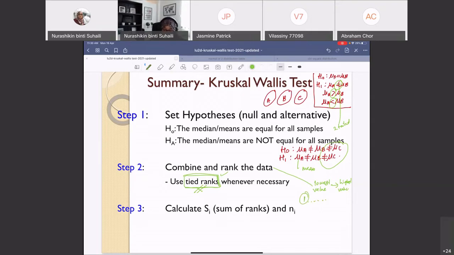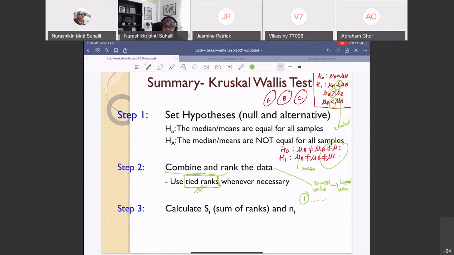And you have to combine and rank the data, combine the samples. It means that all the three samples, now before this, you have two samples, right, for the Mann-Whitney, and you also have to combine the two samples and rank from the lowest to the highest. But now you have more than two, you have three or maybe four. So you should be careful, right? You should be careful sometimes because you might miss out the data, yeah? And put the wrong rank because your data is getting bigger and bigger now. So please be careful when you combine and rank the data.